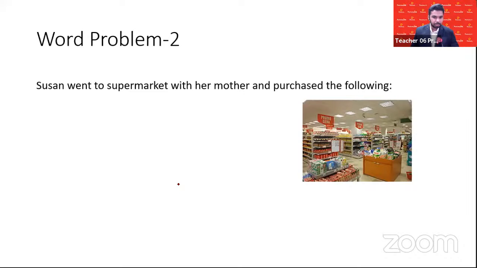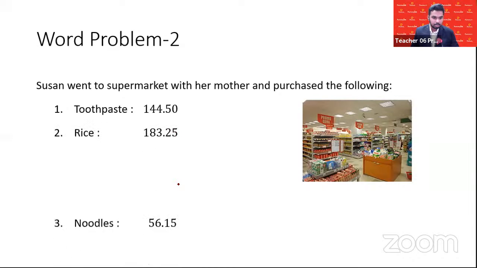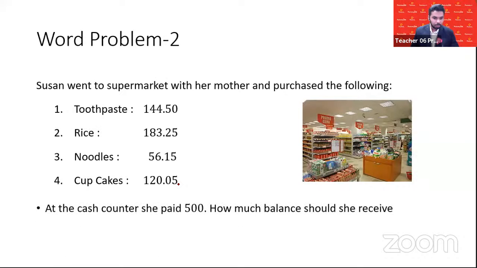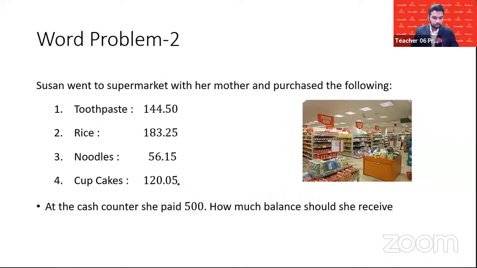Here I'll give you a little bit more to think. So Susan and her mother had gone to the supermarket to purchase the following items. So toothpaste is costing something, rice is something, noodles is something, cupcakes are something. Now, the mother paid 500 rupees and asked Susan to collect the change, the remaining. So how much should she receive? So I want all of you to try this, and I'll give again another 30 seconds for you to answer that in the chat box.